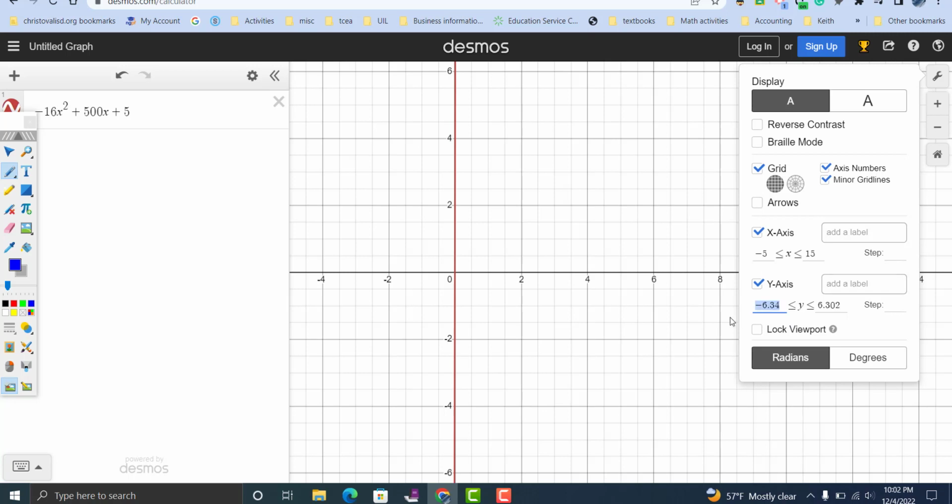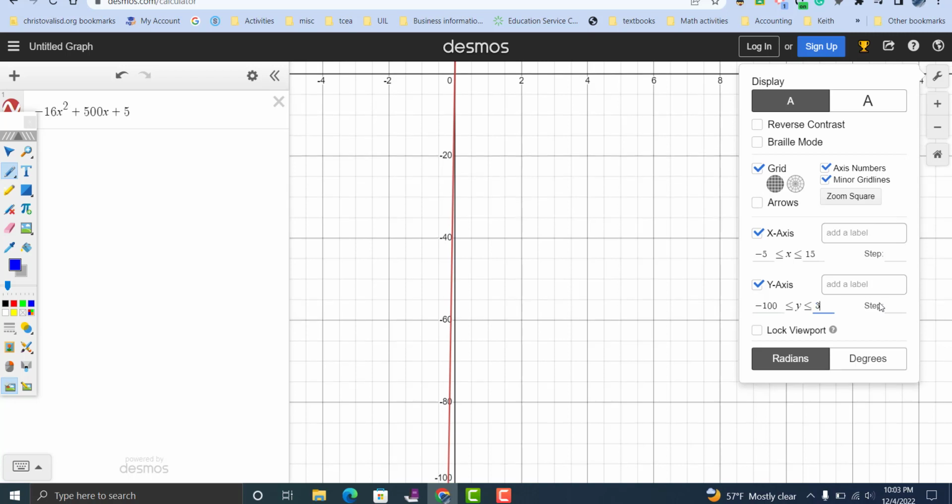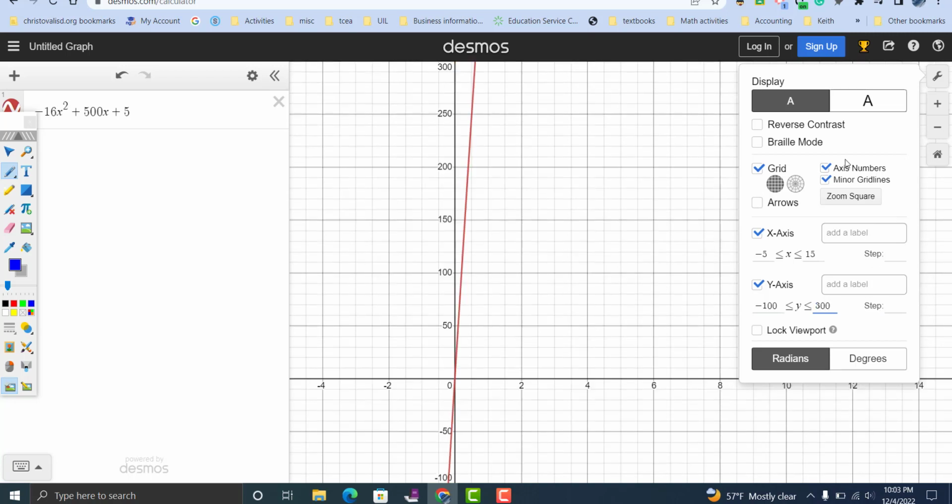So our y is our height. So we're shooting it up and we're taking off and we keep going. And so we're talking about in the thousands of feet. So let's go ahead and again, I like to give a little bit of room underneath. So I'm going to do a -100. And let's see what happens at 3,000 feet and see if that covers what I need to see.